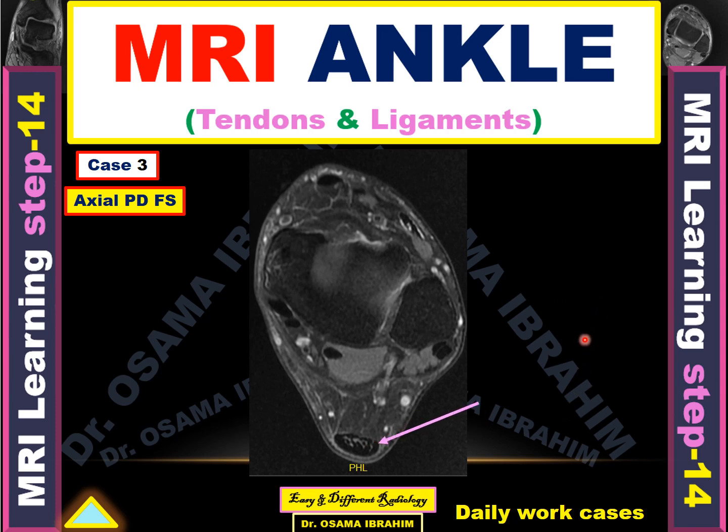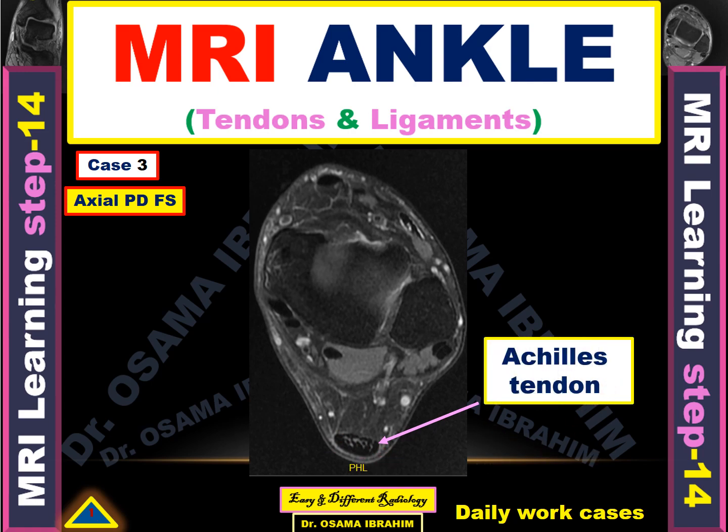Which structure does the arrow represent? This is an axial proton density fat saturation image, and this is the posterior compartment. The only tendon in the posterior compartment is the Achilles tendon.